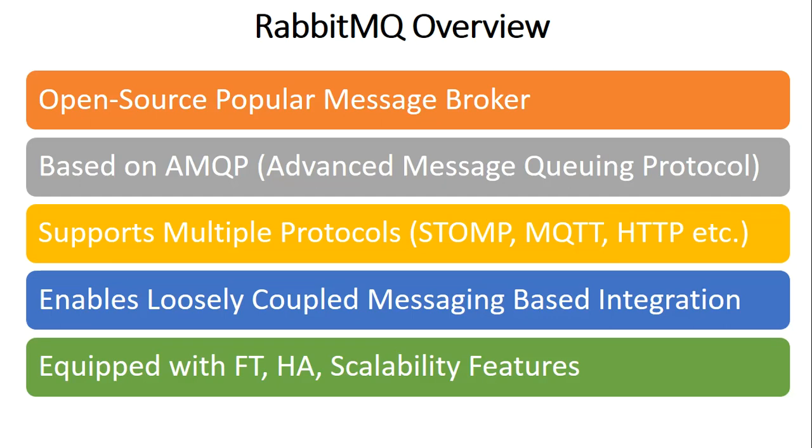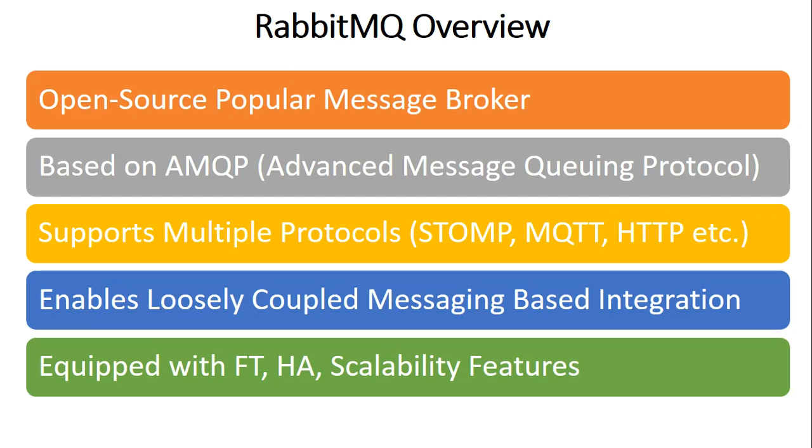When we talk about the performance and features of RabbitMQ, it is equipped with fault tolerance, high availability, and scalability features. So even if your organization requires this message broker to be in a high availability mode or a fault tolerant mode, or if you want to achieve a certain level of scalability, you want to scale it up or scale it down, you can do that as well.